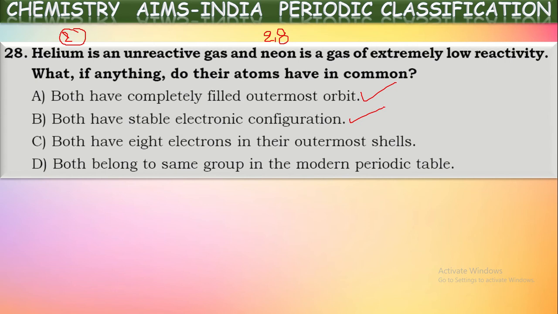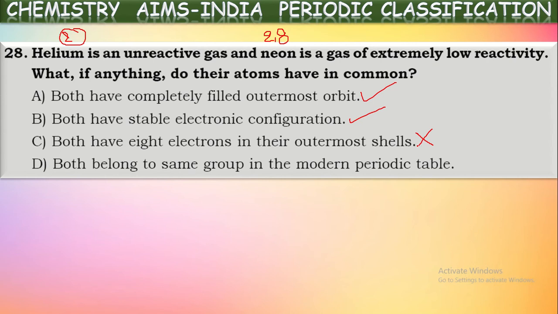Next, both have 8 electrons in their outermost shell. Is it true? See, neon has 8 electrons in its outermost shell, the second shell. But helium has only 2 electrons in its first shell. So this is incorrect.